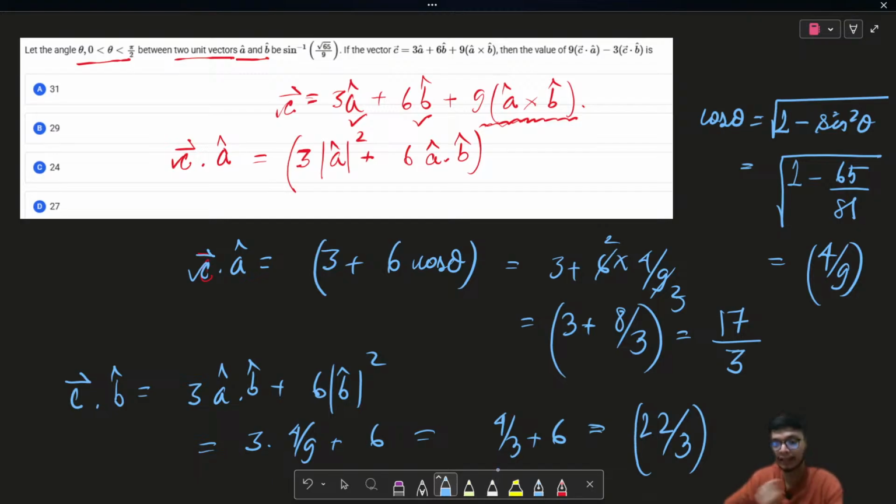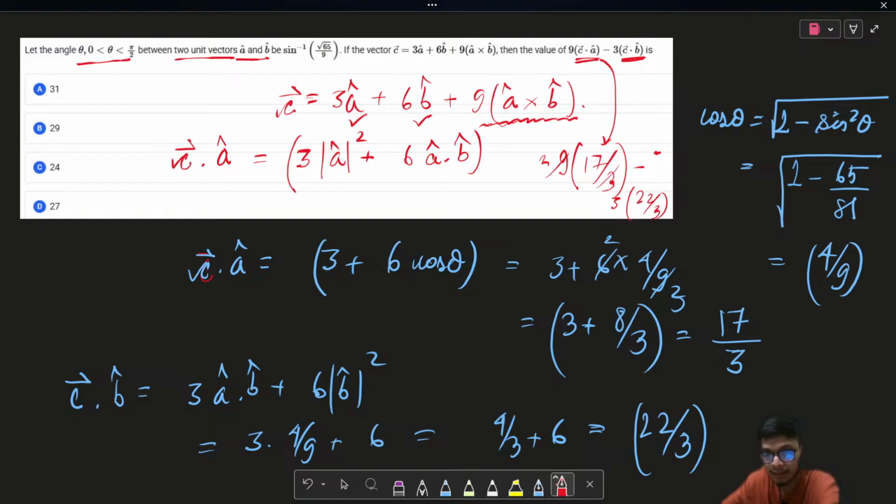Right. So from this result, I have obtained the two critical results, that is C vector dot A cap and C vector dot B cap. If I just substitute over here and solve it, I'll get the result of this final problem. So 9 times of 17 upon 3 minus 3 times of 22 upon 3. So this will give me the final result. It is going to be 51 minus 22, which is going to come out as 29. Okay. So the result of this question is going to be option number B.